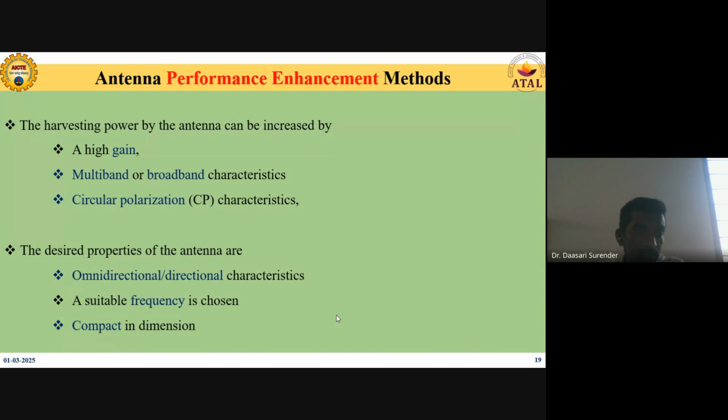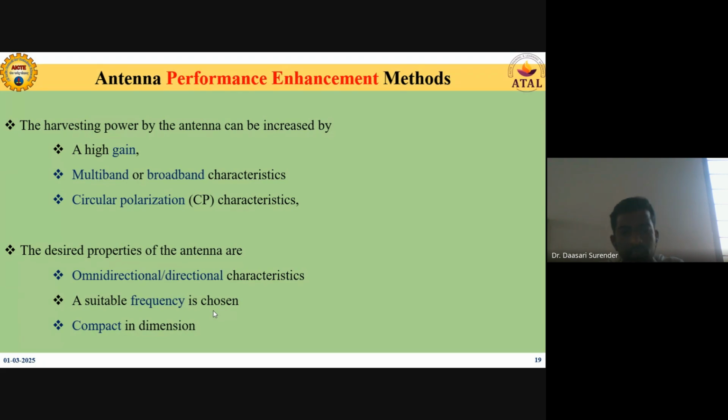As I always think that if the power received by the antenna is more, then by choosing the appropriate rectifying circuit, we can expect more power from the rectenna system. So because of that, I always prefer to design an efficient antenna for the rectenna system. The harvested power by the antenna can be increased by a high gain antenna, multiband or broadband characteristics of the antenna, and circular polarization characteristics.